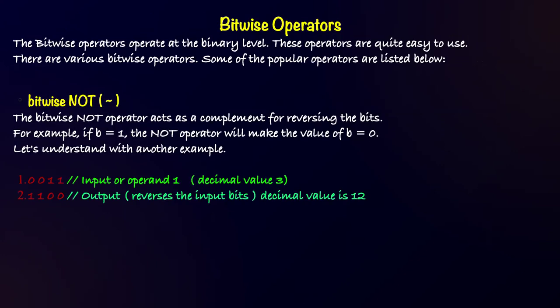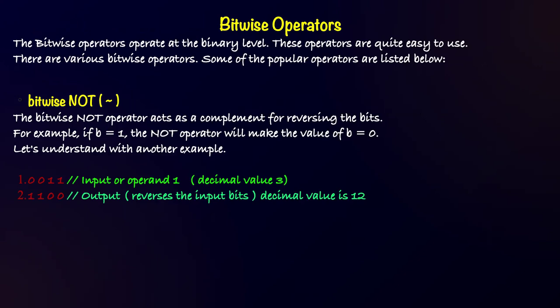Next, bitwise operators. The bitwise operators operate at the binary level, right? These operators are quite easy to use. How? There are various bitwise operators, and some of the popular ones are listed below. Bitwise NOT. You see this symbol, right? The bitwise NOT operator acts as a complement for reversing the bits.